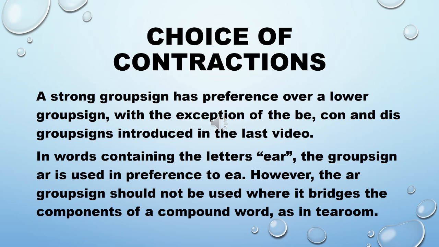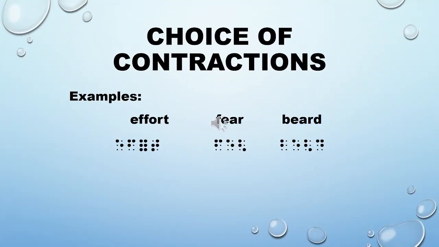So let's have some examples for the choice of contractions. First, we have here the word effort. Instead of contracting FF there, since it has the strong contraction for the word for, FOR, we can make use of that contraction instead of the lower group sign. And we have here the word fear and also beard. Both of these words make use of the contraction for AR, which is a strong contraction.